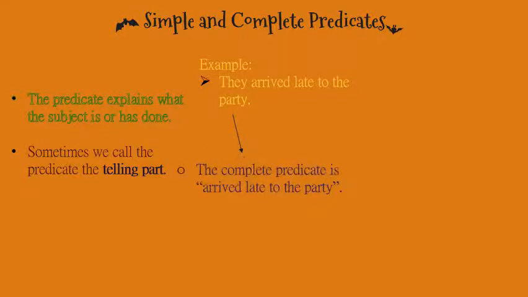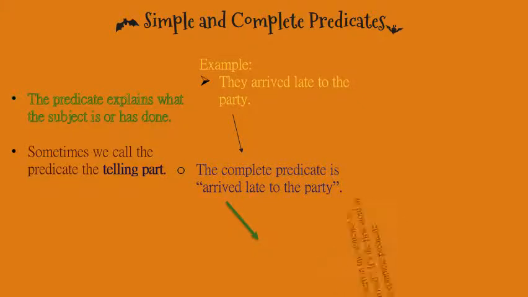So here, what's the sentence telling me about the subject? Arrived late to the party. So the complete predicate is arrived late to the party. And the complete predicate starts from the verb till the end of the sentence. So it starts from arrived and it ends at the party.